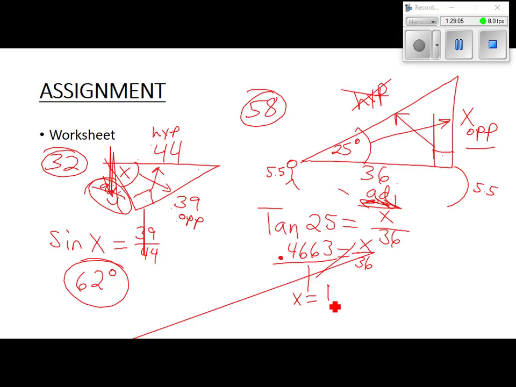16.8. Is that our answer? Then you have 5.5. You add the 5.5 to that. What do you get when you add the 5.5?